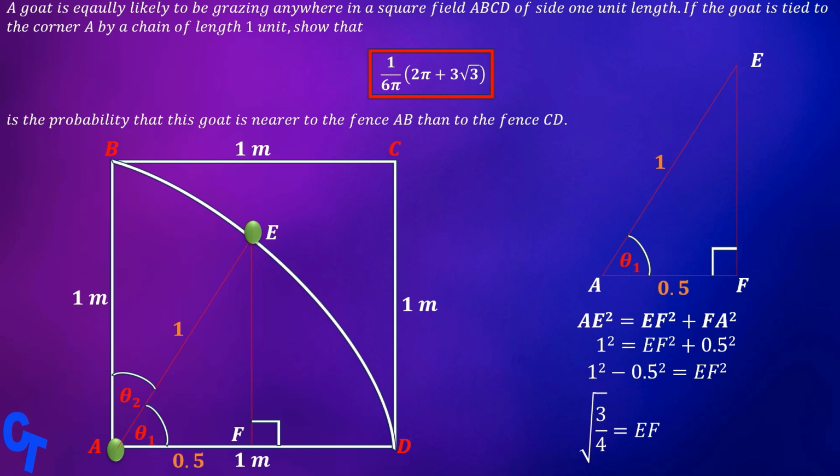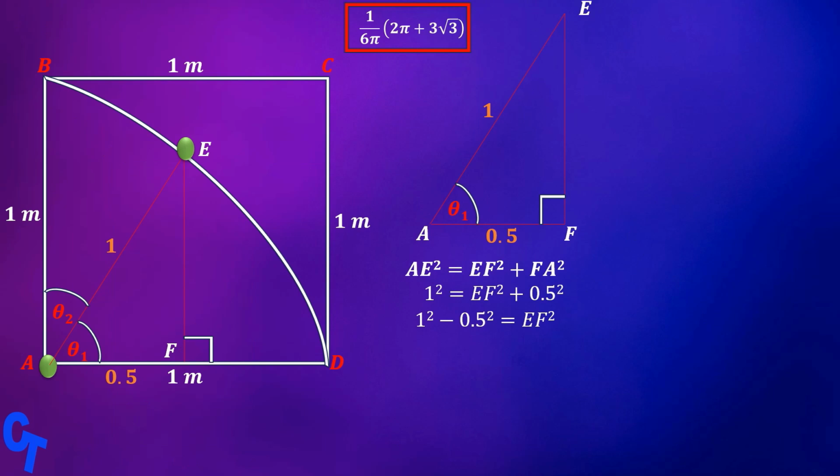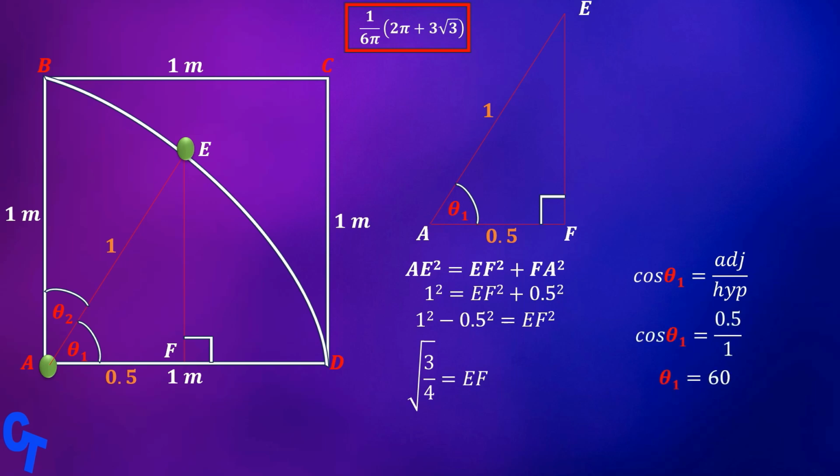What about the angle? For the angle, we apply the same approach. We have the adjacent and the hypotenuse. The reason I'm not using EF is that I don't know if EF is correct, and I don't want the previous answer to ruin my future answers. So I'm going to use whatever I am given to find what I'm not given. cos theta equals adjacent over hypotenuse. The adjacent is 0.5 and the hypotenuse is 1. Cosine inverse of 0.5 is 60 degrees.